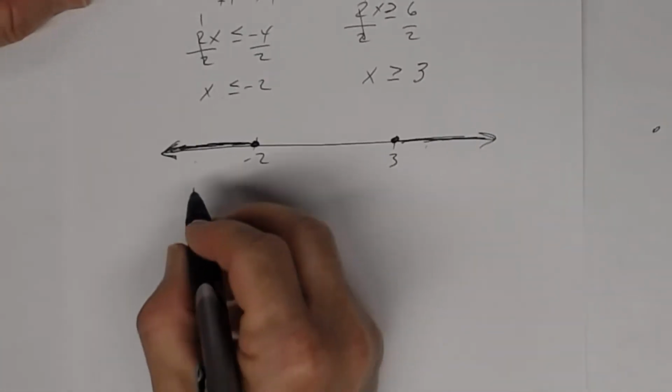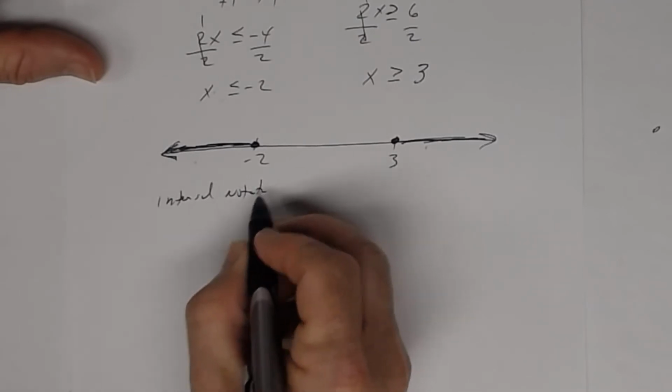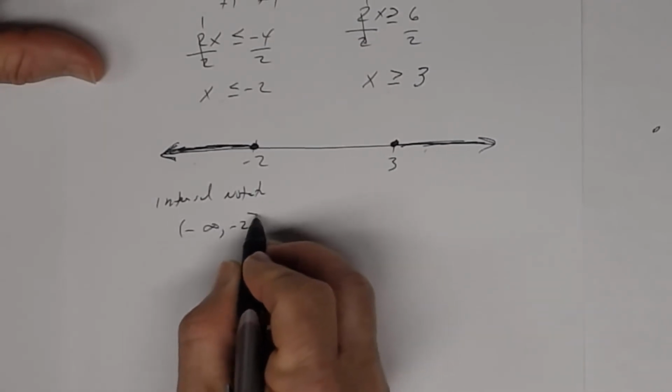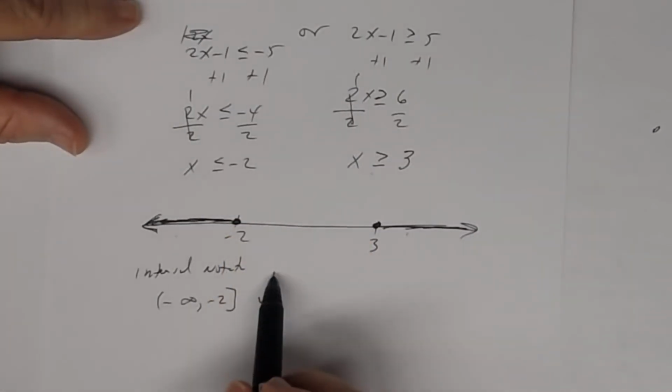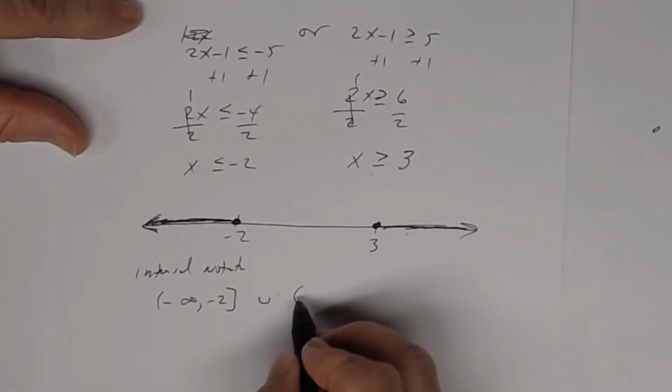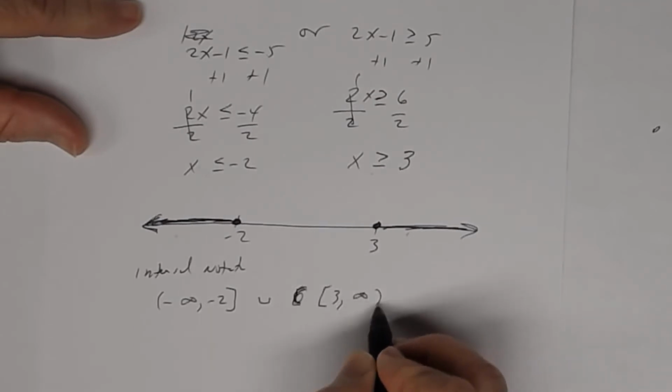All right? In interval notation, you're going to say negative infinity to negative 2 bracket, union, remember "or," right? Union, bracket. That's a bracket, by the way, let me go ahead and fix it. That's a bracket 3 to infinity.